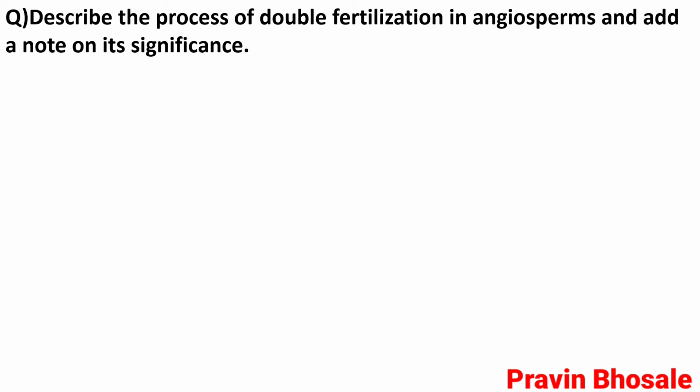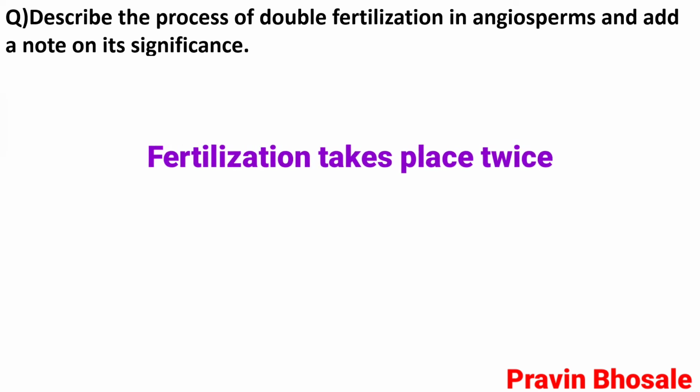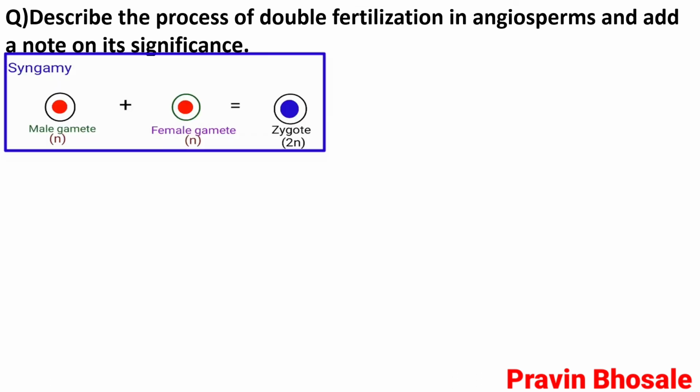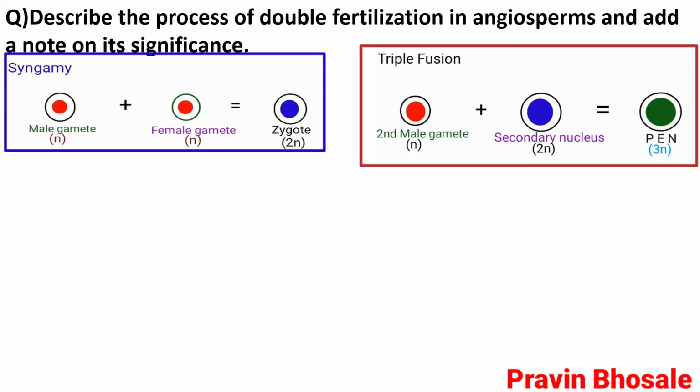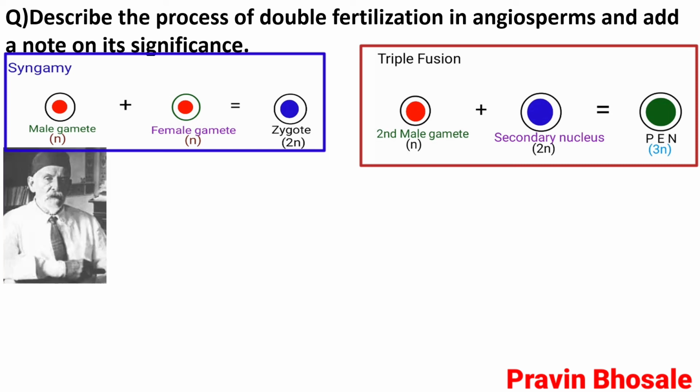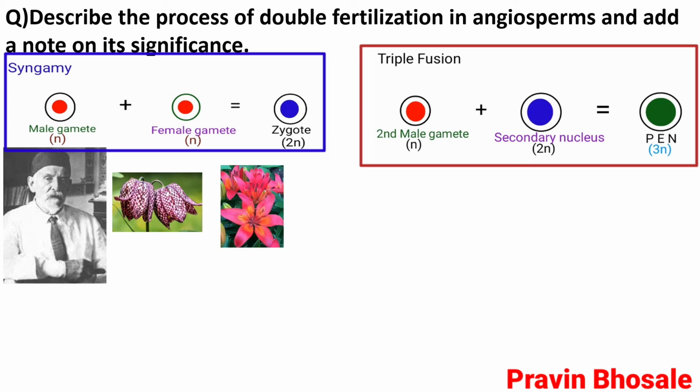Describe the process of double fertilization in angiosperms and add a note on its significance. In double fertilization, fertilization takes place twice. First is syngamy, fusion of male gamete with female gamete to form zygote. Then triple fusion, where the second male gamete fuses with the secondary nucleus to form PEN, that is primary endosperm nucleus. It was discovered by S.G. Nawaschin in Fritillaria and Lilium.